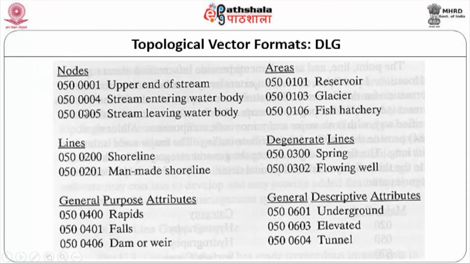You can see, for example, here node, 050 upper end of a stream and 050 001, and then once it is entering the stream water body, that is given a value of 4 node, and this is given 5, and so on. All the shoreline 200, 201 the man-made shoreline, any other line like a spring, like a flowing well. So when this sort of common number is assigned, it becomes much easier for you to retrieve the data conveniently.